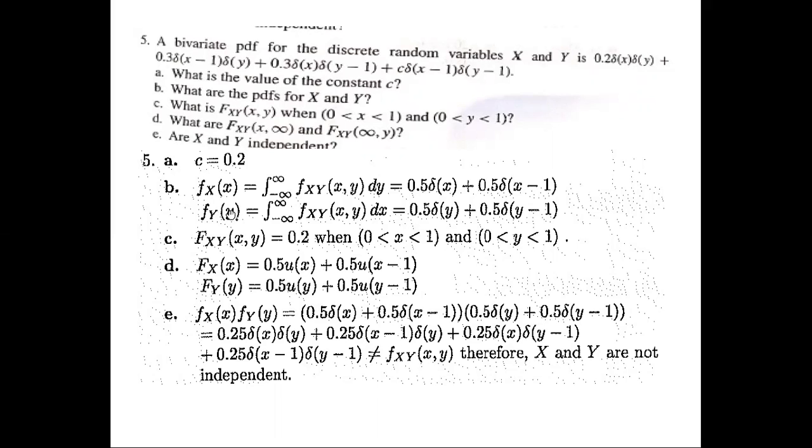Now if you multiply these two, we get 0.25 delta(x) delta(y) plus 0.25 delta(x minus 1) delta(y), 0.25 delta(x) delta(y minus 1) plus 0.25 delta(x minus 1) delta(y minus 1). Now this is not the one which we have for f_XY, because f_XY is this with c equal to 0.2. Here we have 0.2, here we have 0.25, here we have 0.3, here we have 0.25. So they cannot be the same, and hence, X and Y are not independent.